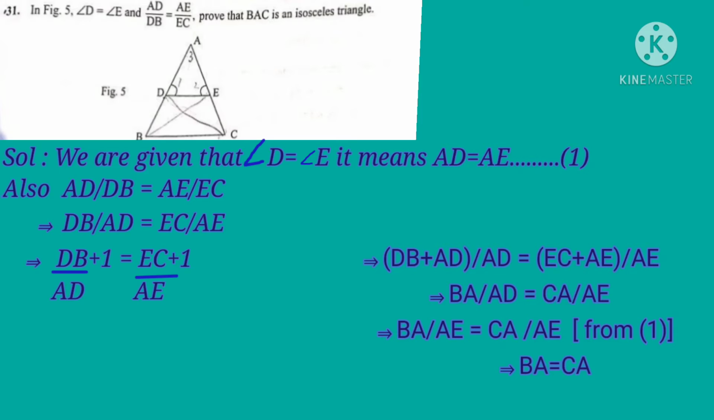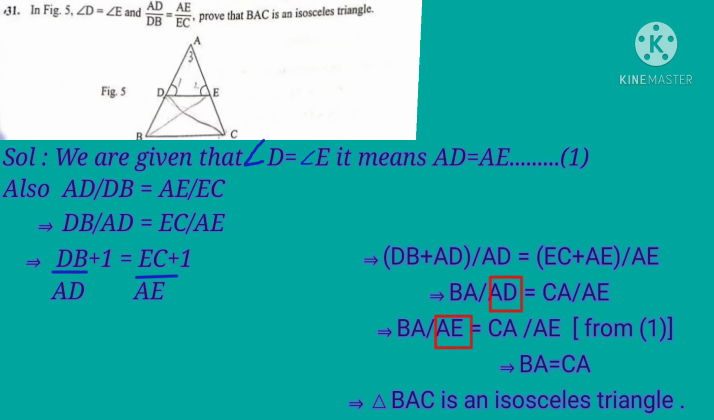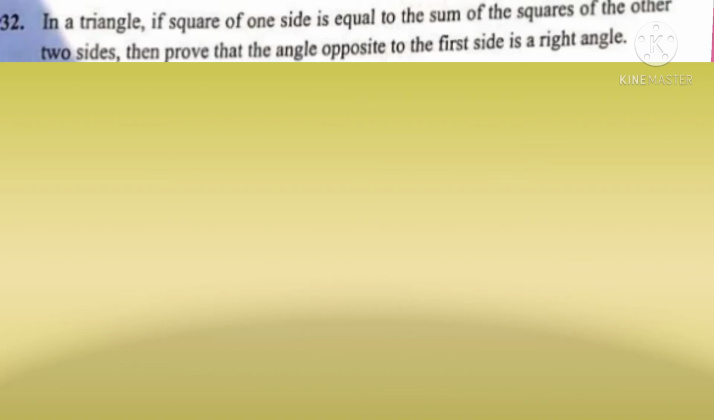So from equation number 1 we have AE = AD. So we will put AE instead of AD here. So we will get BA/AE = CA/AE, and here the denominators are the same, so we can cancel the denominator. So we will get BA = CA. So this means BAC is an isosceles triangle.